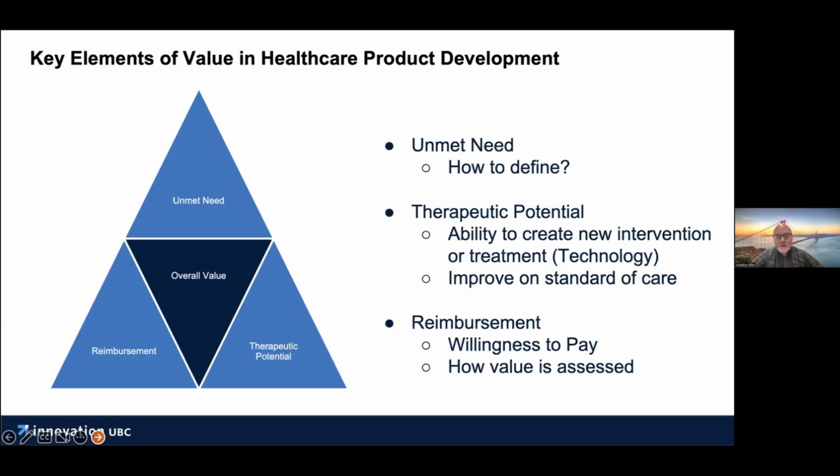And the therapeutic potential is super important, but also the reimbursement. How different organizations such as Health Canada, NICE in the UK, and the private payers in the States assess value is super important in terms of the cost. Some of them are actually looking a lot more for real world evidence. There's a number of different groups.